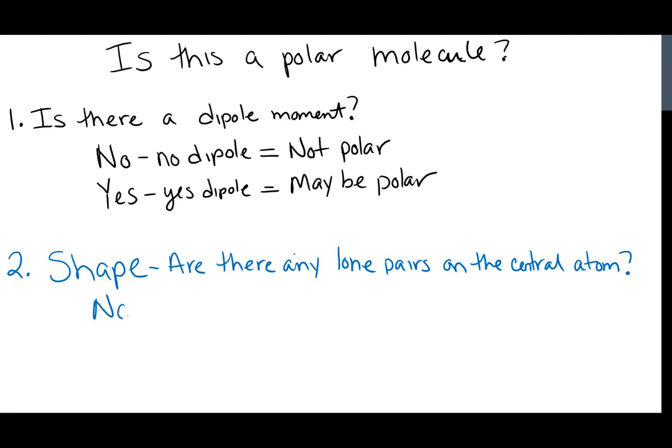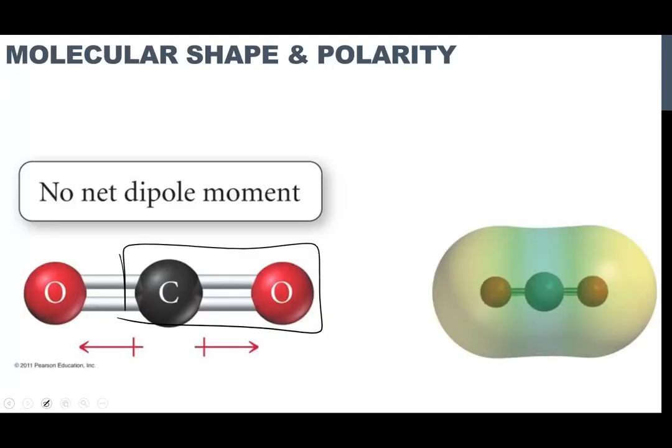If the answer is no, no lone pairs equals not polar. Okay. So if we look at this example here, we see carbon as the central atom. Are there any lone pairs on that carbon atom? No. So no matter what happens between these two bonds, they will always pull in equal and opposite directions.